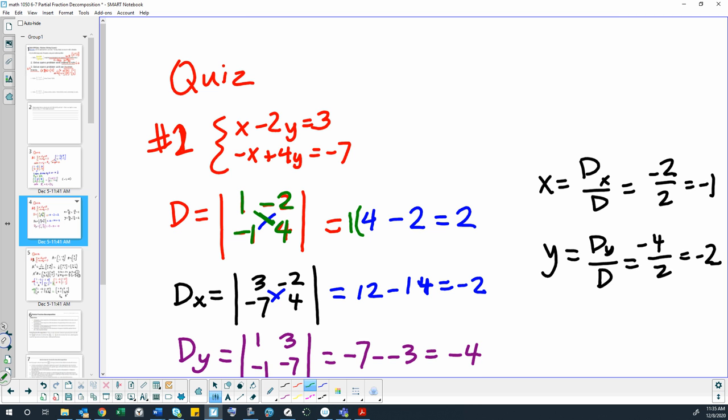So I've got 1 times 4, which is 4. And then I cross multiply -1 times -2. And we subtract, right? So cross multiply the top left, bottom right, and then subtract the product of the top right, bottom left. So that gives us 1 times 4, which is 4, minus -1 times -2. So 4 minus 2, which is 2. So that's D.